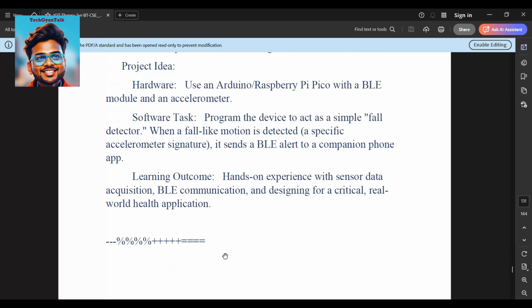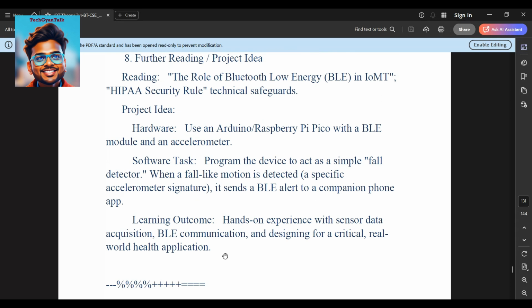Learning outcomes: once you complete this, you'll have a better understanding and experience of sensor data acquisition, BLE communications, and designing for critical real-world health applications.